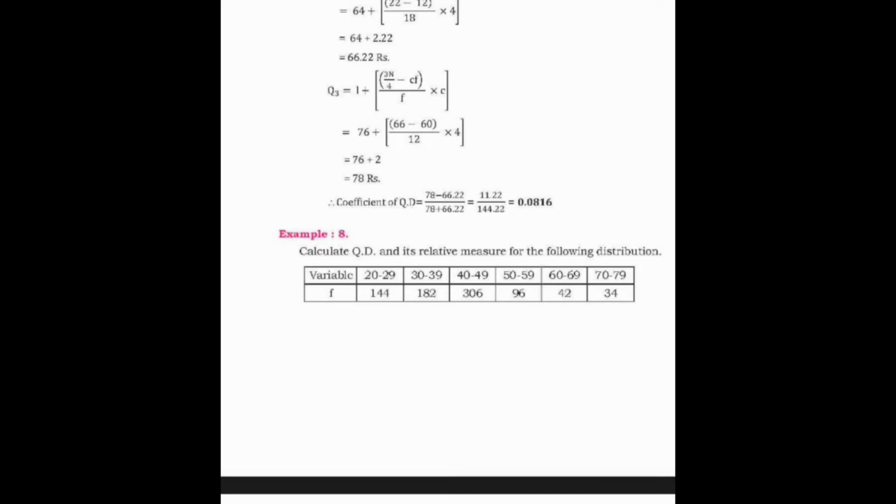In example 8, just observe how to take the class intervals. The inclusive types are there, like 20 to 29, 30 to 39, 40 to 49. For the inclusive type, you convert it into exclusive. How do you convert it? You subtract 0.5 from the lower class limit, and you add 0.5 to the upper class limit. Then the LCF you calculate the same way.